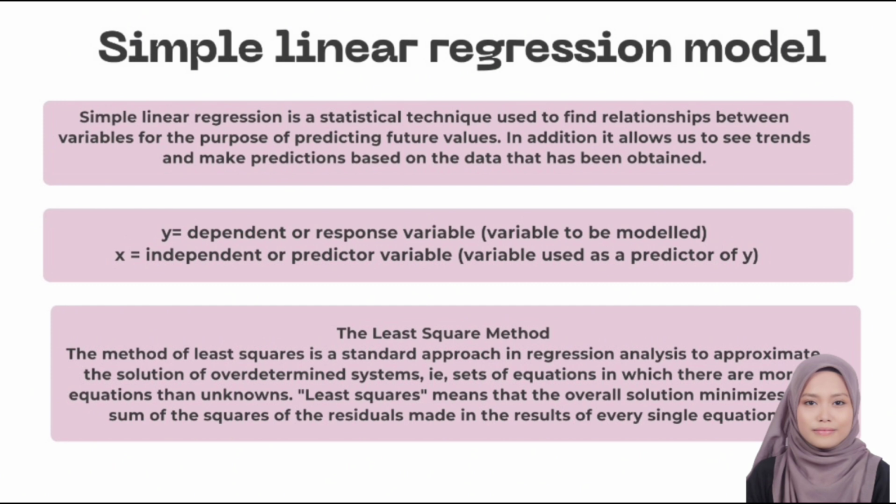The least square method. The method of least squares is a standard approach in regression analysis to approximate the solution of overdetermined systems, sets of equations in which there are more equations than unknowns. Least squares means that the overall solution minimizes the sum of the squares of the residuals made in the result of every single equation.